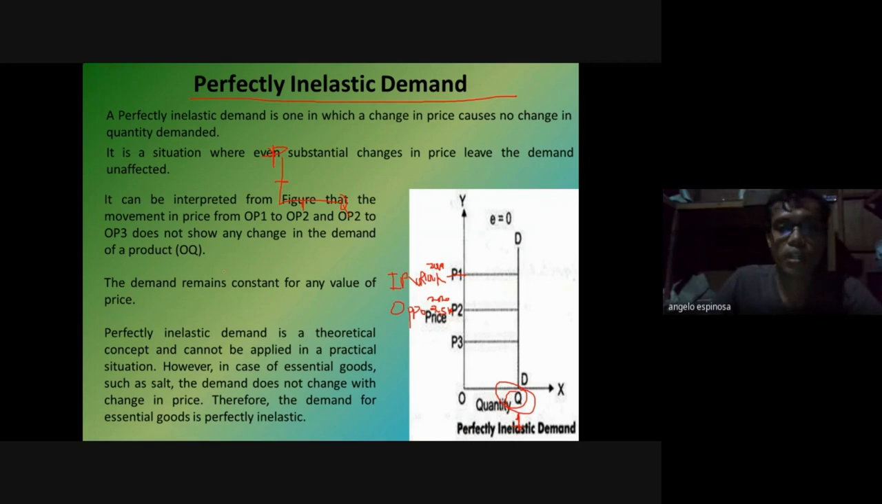Always remember that the demand curve is a downward sloping curve. Pababa 'yun, ang downward sloping curve. Okay? So ito yung pababa, kaya pababa tayo, hindi tayo pataas. Kasi kung pataas yan, that is supply curve. Pababa kasi ang demand curve. Okay, that is downward sloping curve.